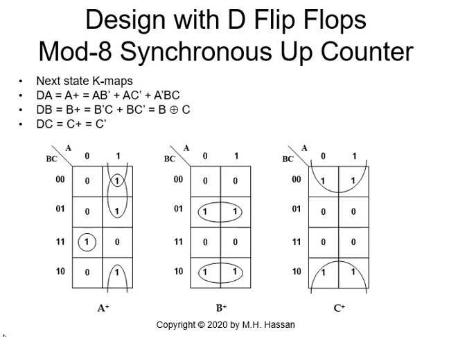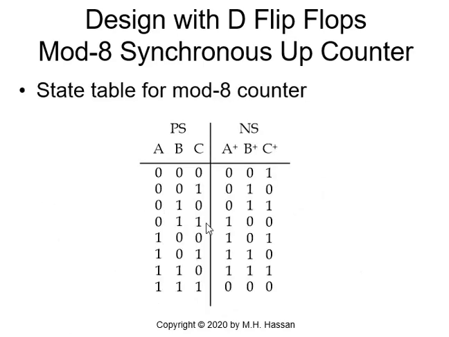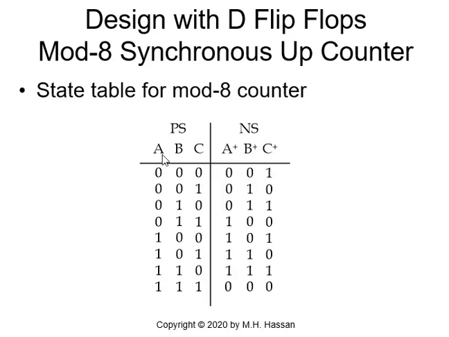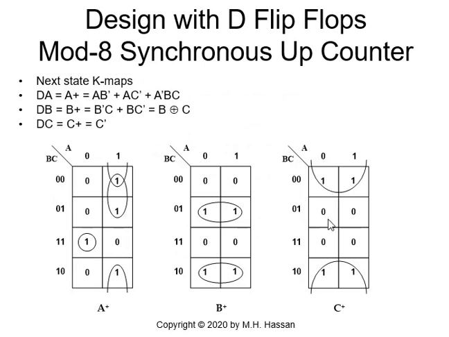The same thing with B plus. B plus is 0, 1, 1, 0, 0, 1, 1, 0. The same thing with C plus: C plus is 1, 0, 1, 0, 1, 0, 1, 0, and you see it here. So once I have the A plus map, B plus map, and C plus map, we can minimize those functions.